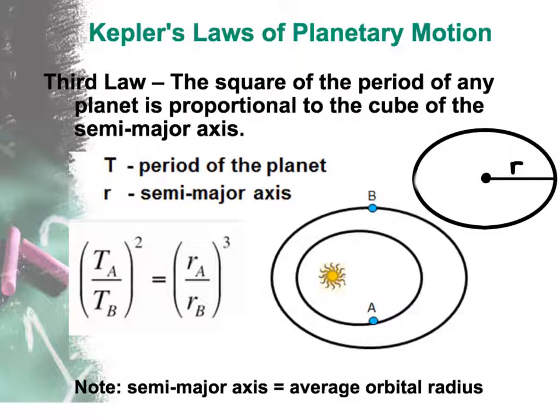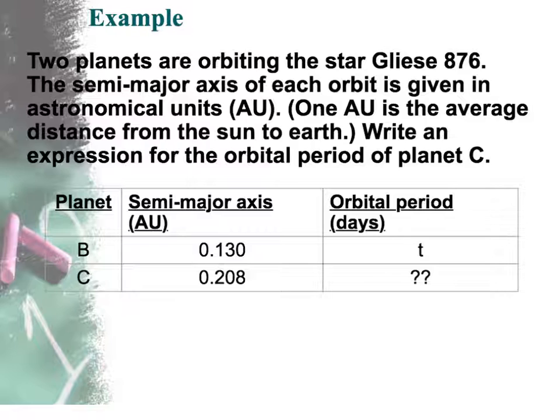So let's actually apply this third law of planetary motion, and let's use an example here. Let's say we have two planets that are orbiting a star, Gliese 876, which is one of the first stars where we actually discovered planets outside of our own solar system. The semi-major axis of each of these planets' orbits is given in what are called astronomical units. An astronomical unit is defined as the average distance from the sun to the Earth. So Earth has an average distance of 1 astronomical unit from the sun.